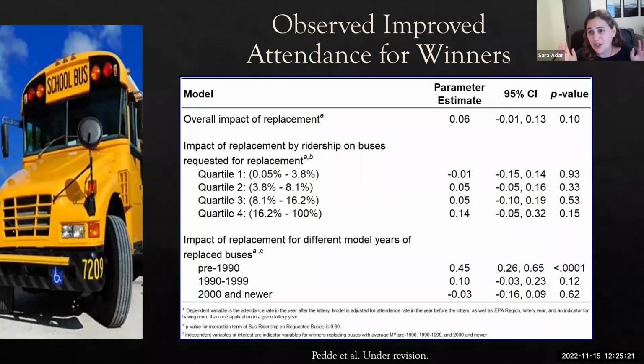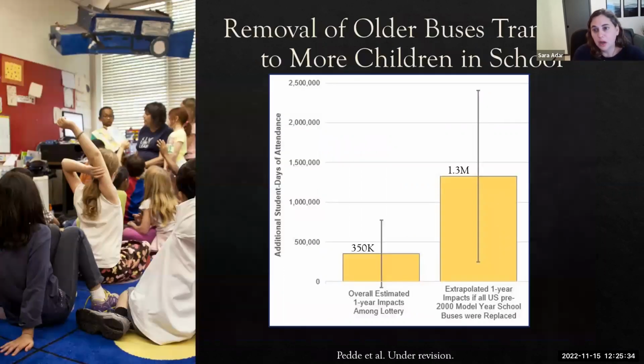If you take a 2000 and newer bus, which is pretty clean already, you didn't really see much of an impact. But if you start replacing the pre-1990 buses, you start replacing the 1990 to 1999, you get a much larger impact per bus. And in fact, one of the things that we did is we projected the benefits of this program to the entire United States, right?